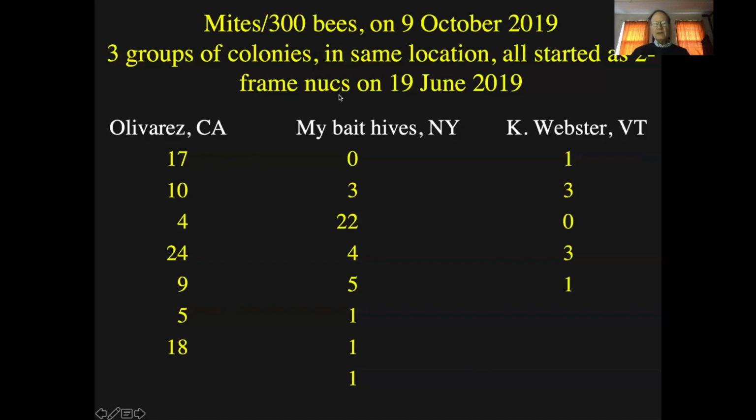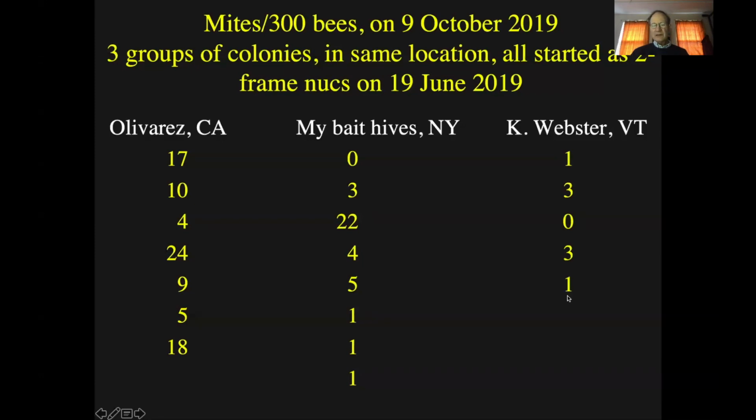And on the 9th of October, 2019, I came back and I measured the mites per 300 bees, a standard sampling technique using the sugar shake technique. And you can see that for the Olivarez California queen colonies, the mite counts were pretty high. My bait hives, the mite counts were low except for 1 colony. And the Webster colonies, the mite counts were rock bottom, very, very low.